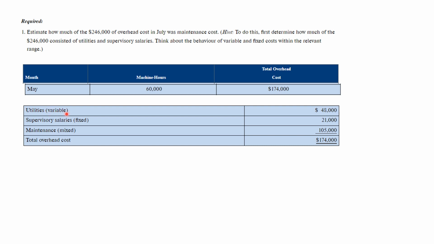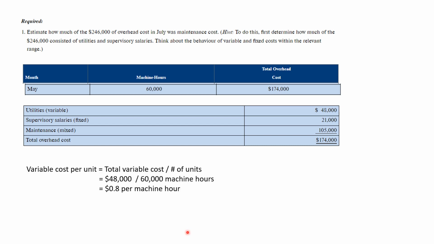Utilities are variable costs. So we know they're going to be totally dependent on activity level, and that means we know that on a cost per unit basis, our variable cost will remain consistent. It doesn't matter how many machine hours we have, our variable cost per unit will stay the same. So if we know the total cost of utilities in May was $48,000, and we know the total machine hours, we can figure out the cost per unit for this variable cost.